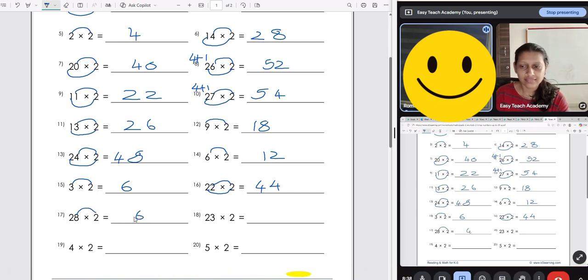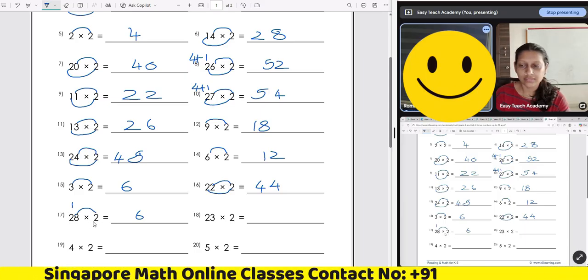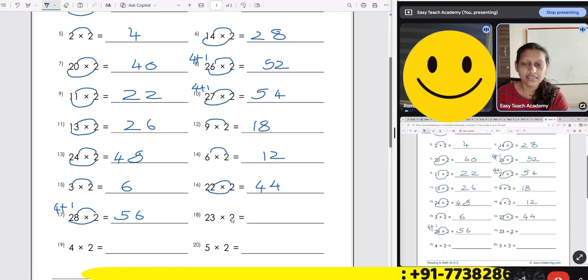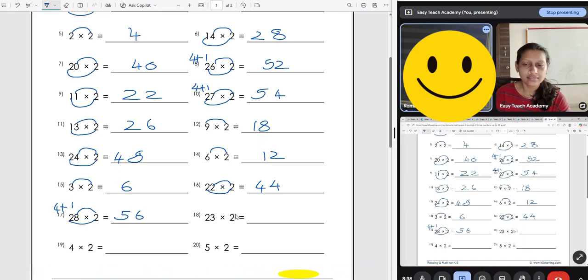Put 6 on the line and put 1 above 2. Yes. 2 times 2 equals 4. 1 plus 4 equals 5. Good girl. And then put 1 on the line. So the answer is 56.